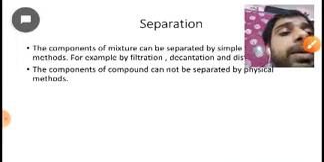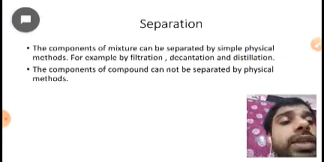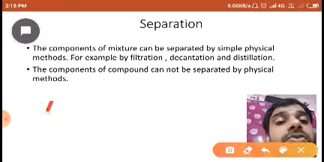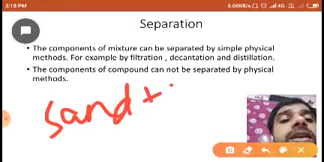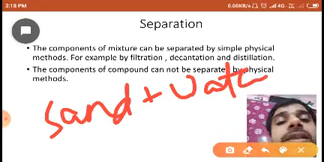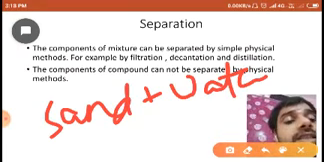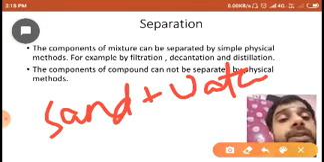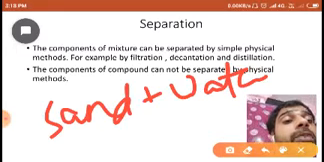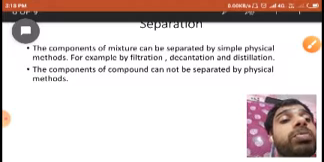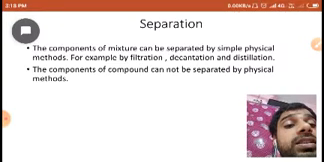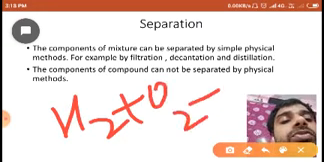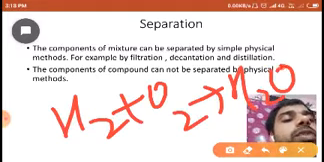Okay, next thing, separation. How can you separate that? You know a mixture, like sand plus water. How can you separate it? You can separate it with the help of filtration. Filtration is a method by which we can separate the components of a mixture. But the components of a compound cannot be separated by a physical method. For example, H2 plus O2, what will it form? It will form H2O.